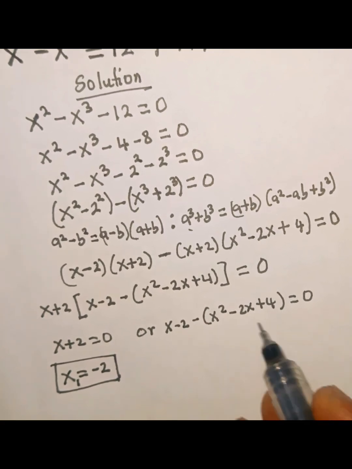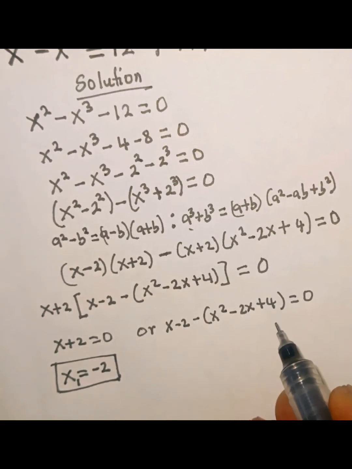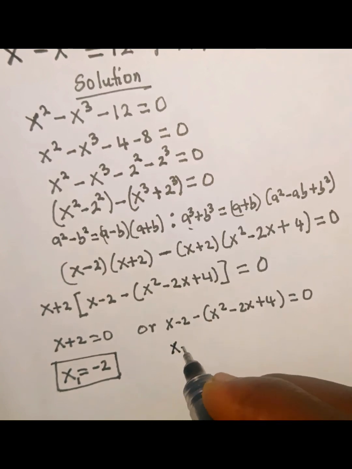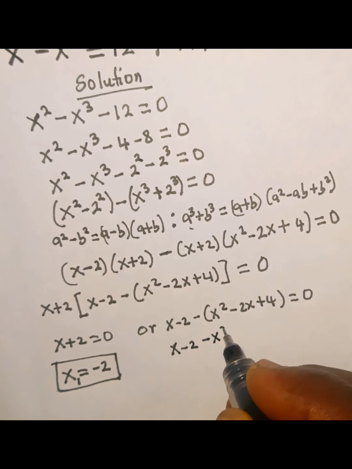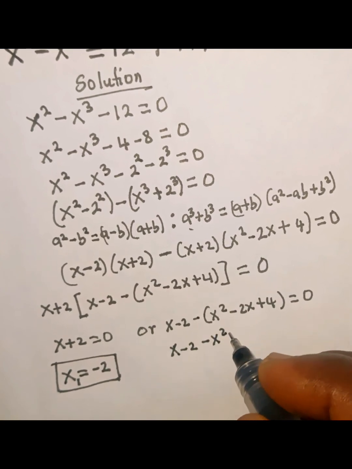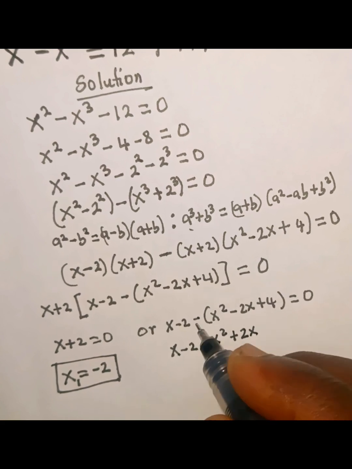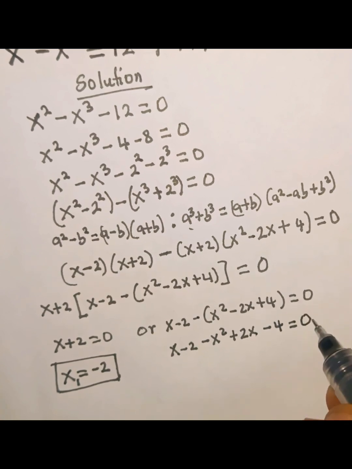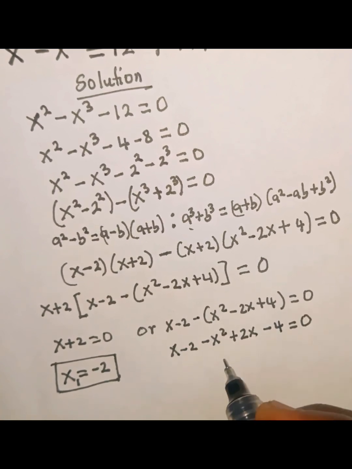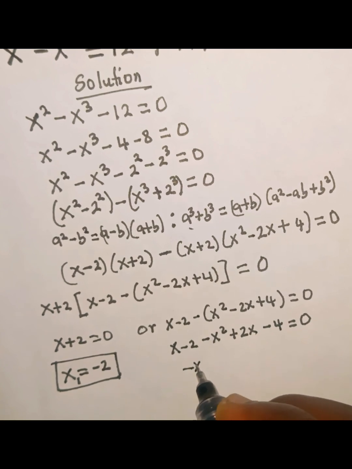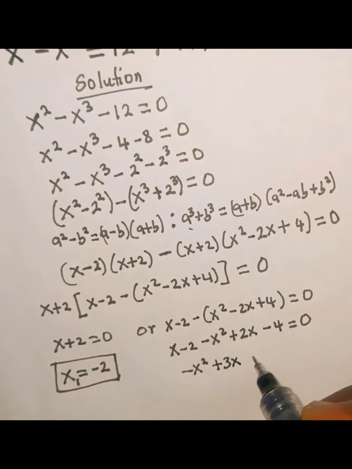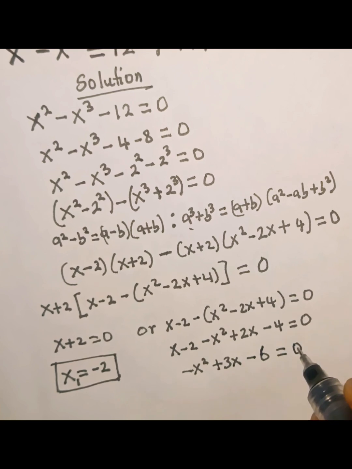Now let's see if we can see any real solution from this second part. So in the second part, we are going to simplify the whole of this. We have x minus 2 minus x squared, then minus multiplied by minus 2x is going to give us positive 2x. Then negative multiplied by positive 4 is going to give us negative 4. Everything will be equal to 0. Now we're going to combine the like terms, starting the one with the highest power. So we have negative x squared, then x plus 2x is going to give us 3x. Then negative 2, negative 4 is going to give us negative 6. So everything will be equal to 0.